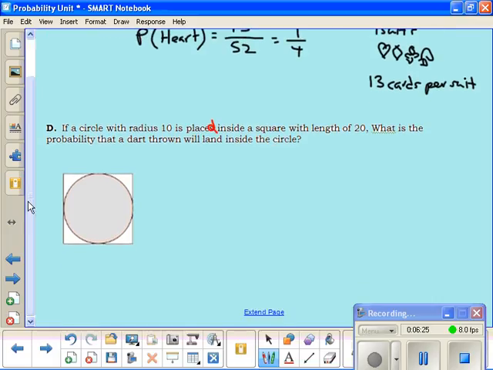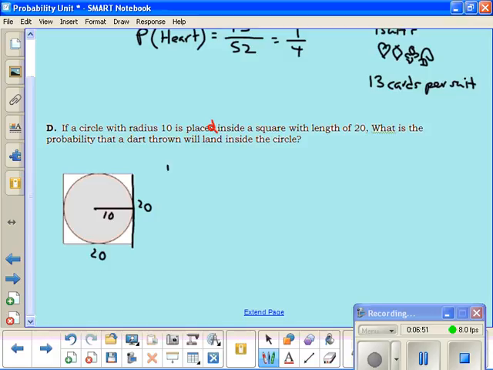3, 2. All right, if a circle with a radius of 10 is placed inside a square with a length of 20, like the drawing. So we have a circle that has a radius of 10, but the length of the side of the square is 20, and that would make sense because it's inscribed inside the circle. What is the probability that a dart thrown will land inside the circle?